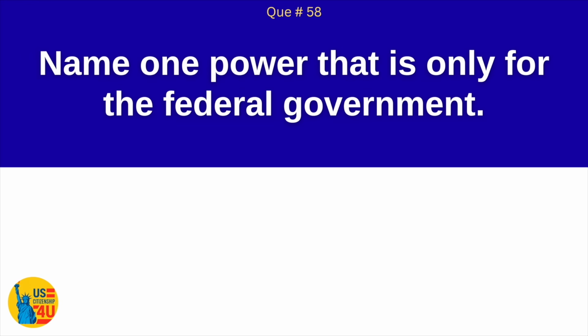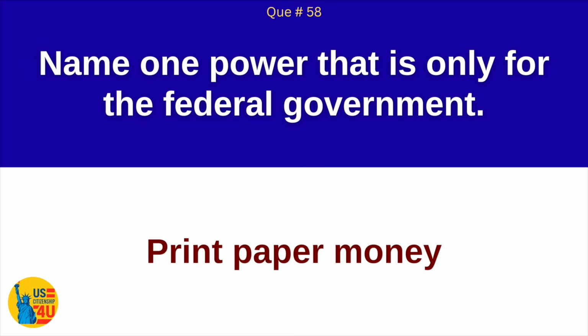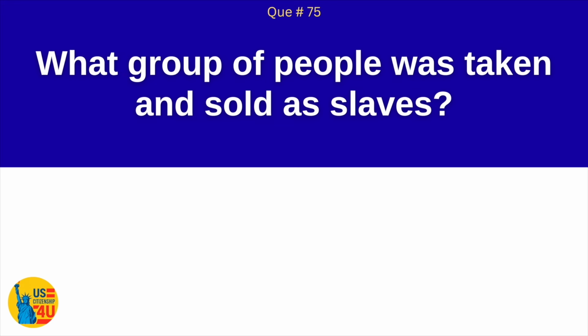Name one power that is only for the federal government. Print paper money. What group of people was taken and sold as slaves? Africans.